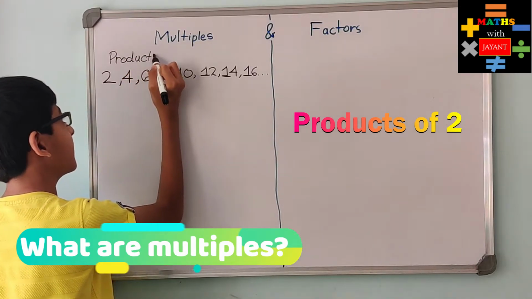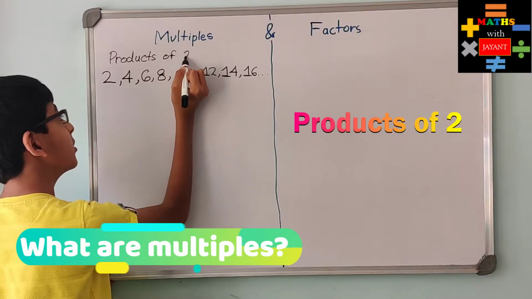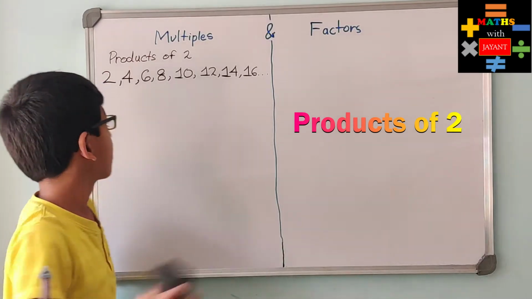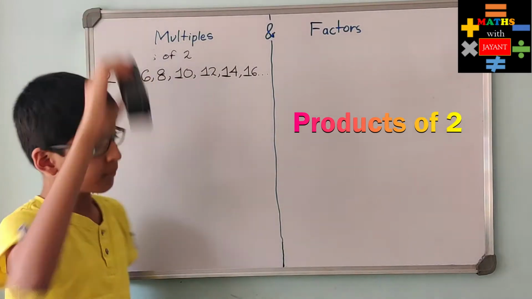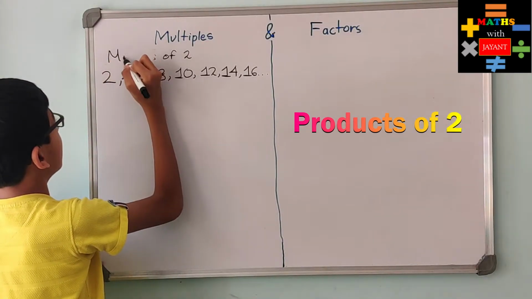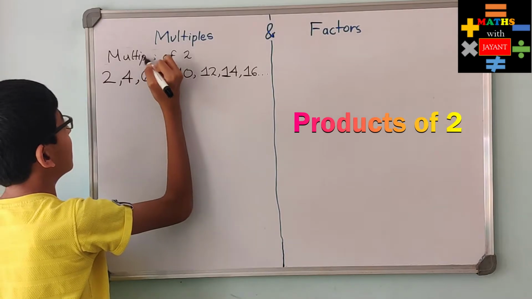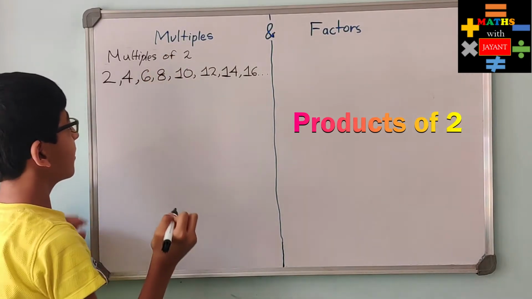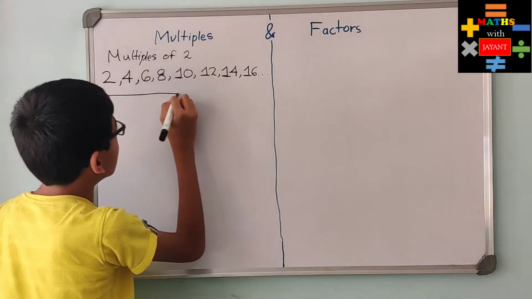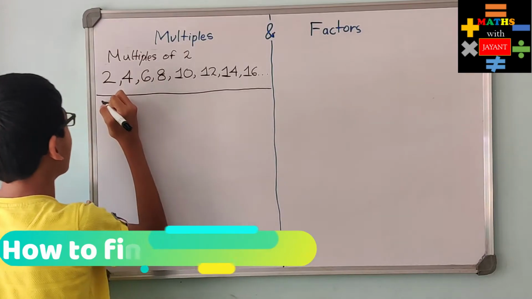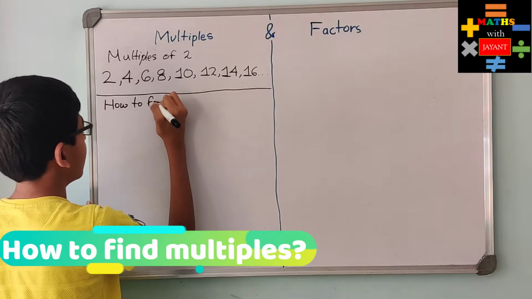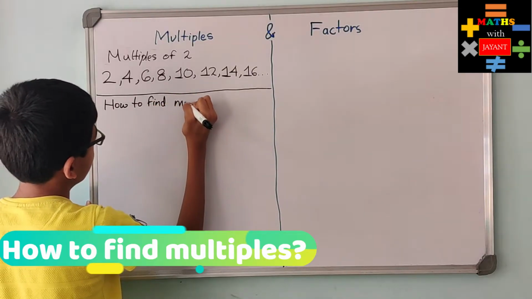So these are the products of 2. These products are called the multiples. Multiples are nothing but the products that we get. So these are the multiples of 2. Now if you are given a number, how do you find multiples?